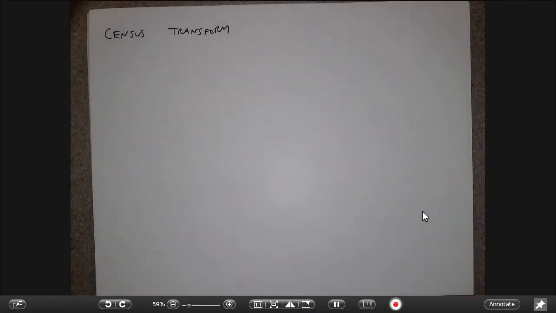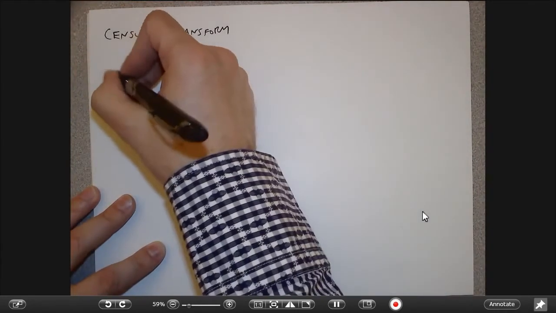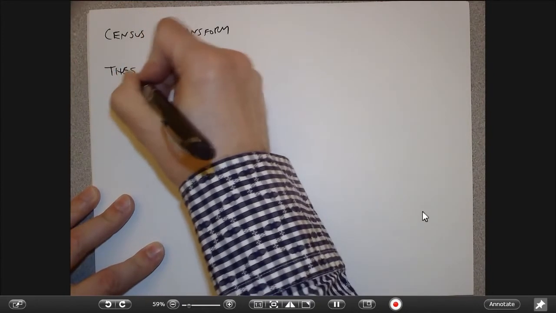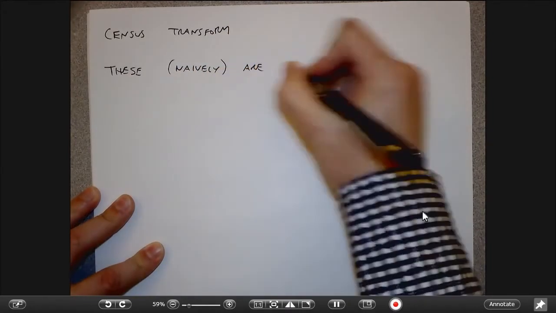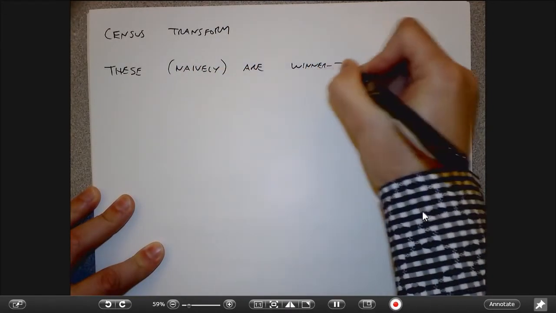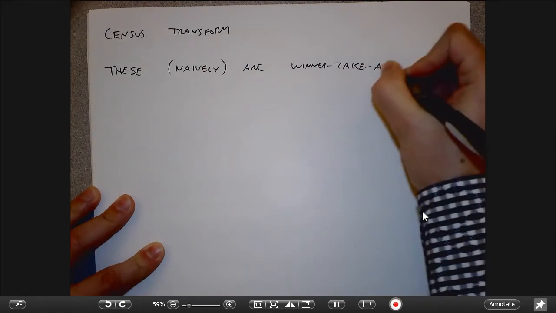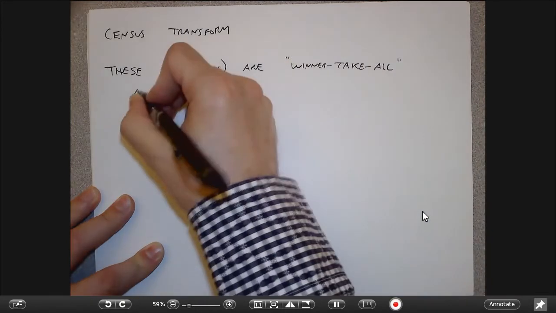So one issue with any of the stuff I just told you is that the decision about the best match for a given pixel, the way I've explained so far, is basically independent at every pixel along the scan line, right? And so these, naively, are what I would call winner-take-all approaches.